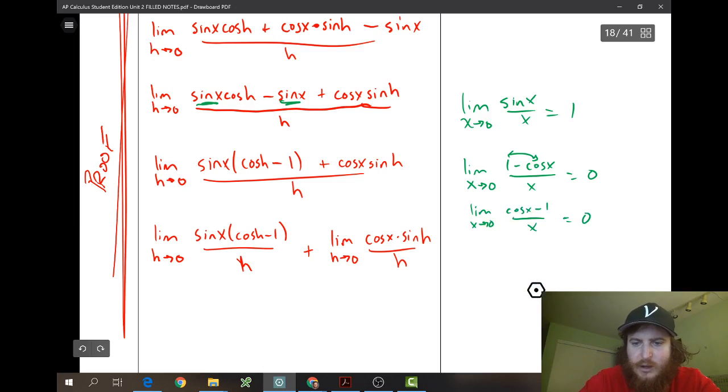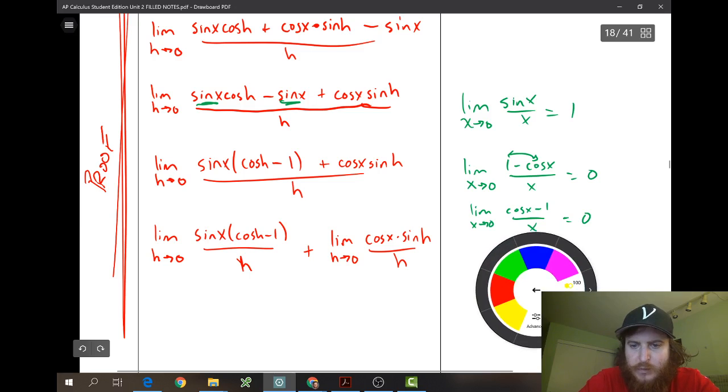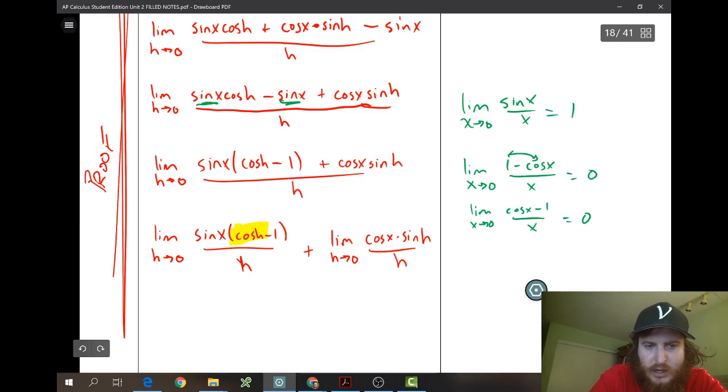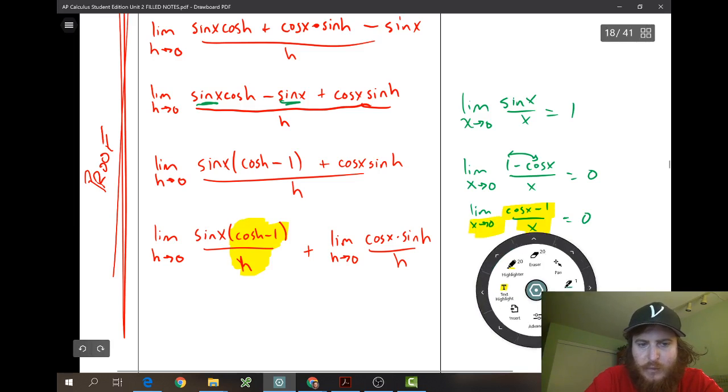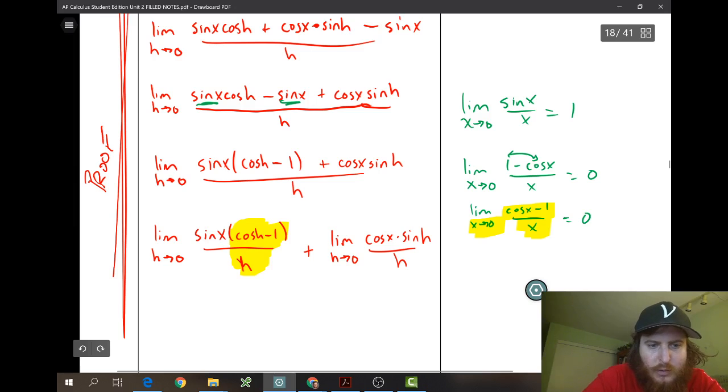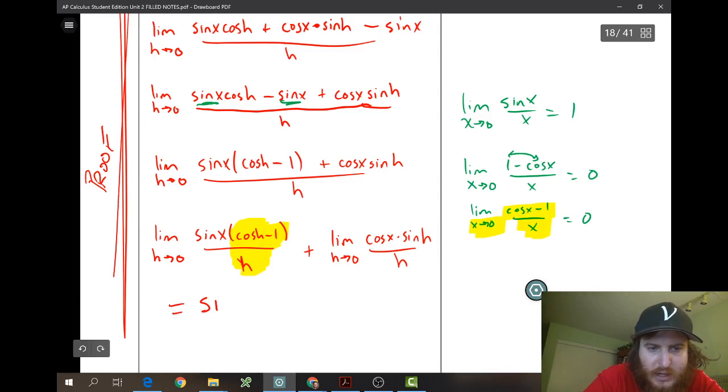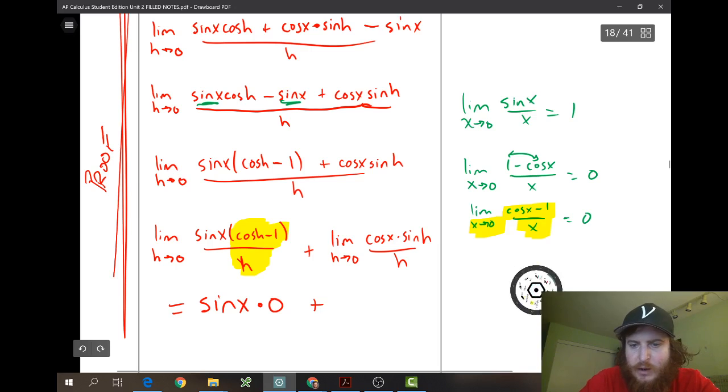So we're going to see those here. We have cosine of h minus 1 over h. Right now it's with an h, but it's as h approaches 0, so it works. So this whole thing that I just highlighted is going to become 0. When we take the limit, this is going to become sine of x times 0.